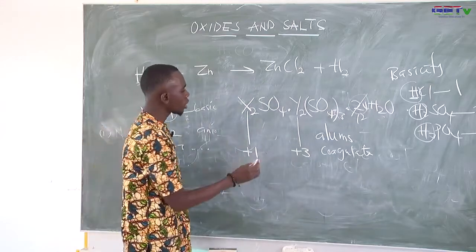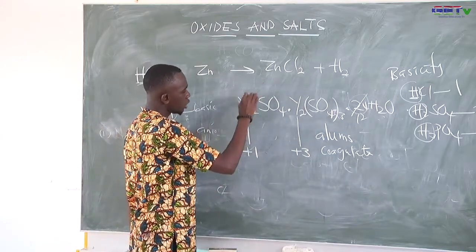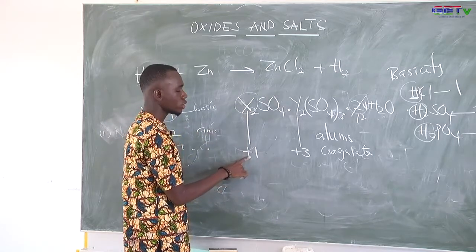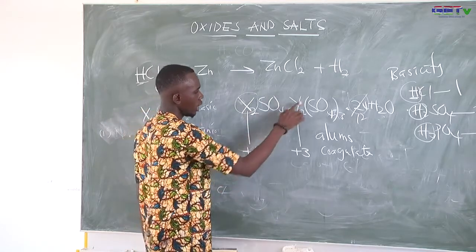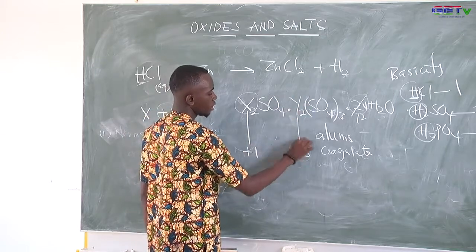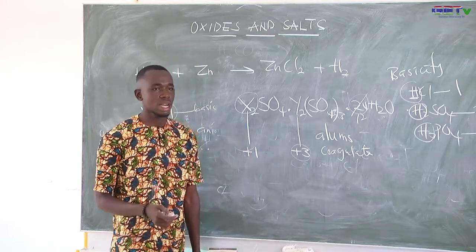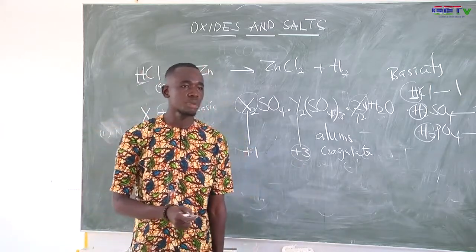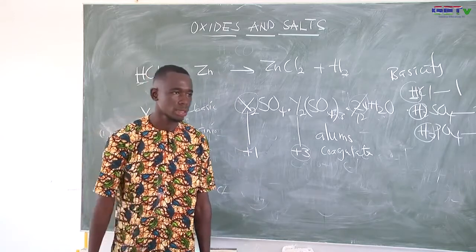But the most important thing here to note is X can be any element with an oxidation state of +1, and then Y can be an element with an oxidation state of +3. And then we have 2 examples on the board, that are the chrome alum and also the potash alum.